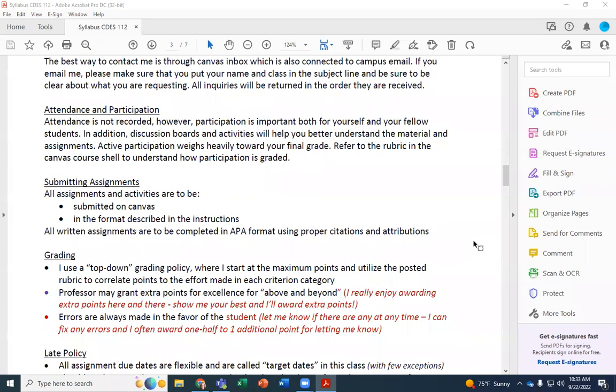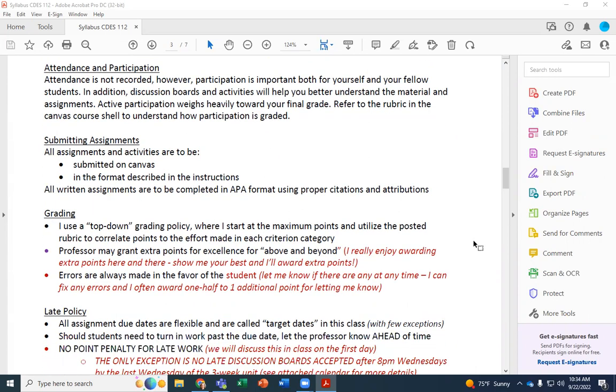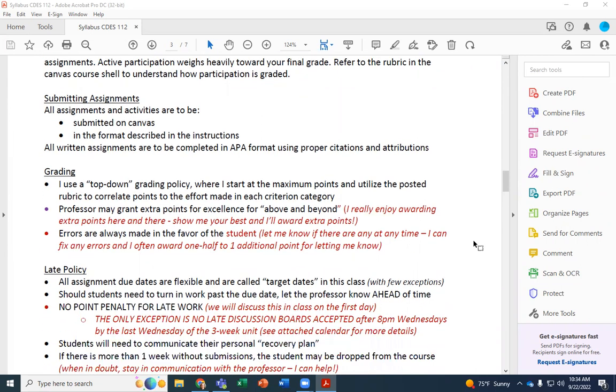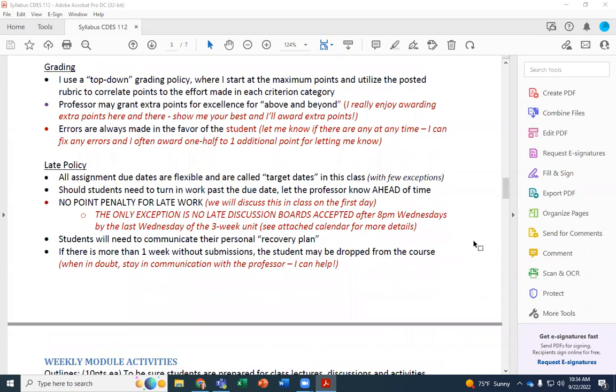Even before COVID, I had everything submitted on Canvas. Save a tree, please. But now that we're on an online hybrid class, everything's in Canvas. Please do not print out stuff and deliver it to me, nothing. Please don't. Okay. For grading, I use a top-down grading policy, meaning I assume everybody wants all the points, right?